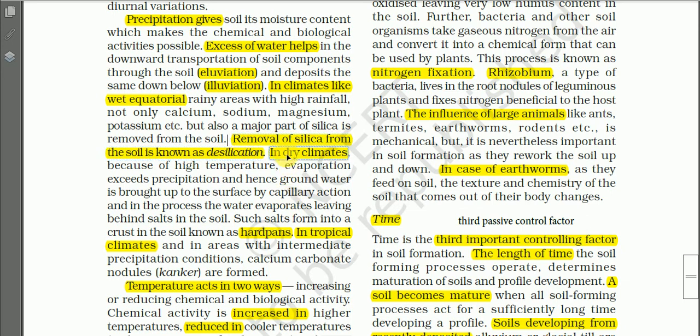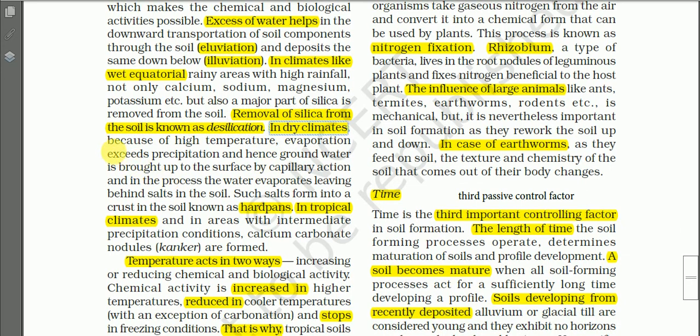And in dry climates, because of high temperature, evaporation exceeds precipitation, and hence groundwater is brought up to the surface by capillary action. In the process, the water evaporates, leaving behind salt in the soil. So what is going on in the dry climates, in the desert areas? Because of high temperature, evaporation will be more than the precipitation, and because of that, groundwater will be brought up to the surface by capillary action. So now let us see.